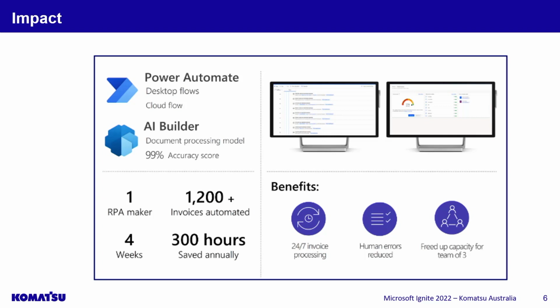Our experience of document processing using Power Platform and AI Builder has been quite significant. Not only were we able to go from procuring licenses to production in under 4 weeks, we were also able to automate the invoice processing of over 1,200 invoices per year and give back 300 hours to our processing team.